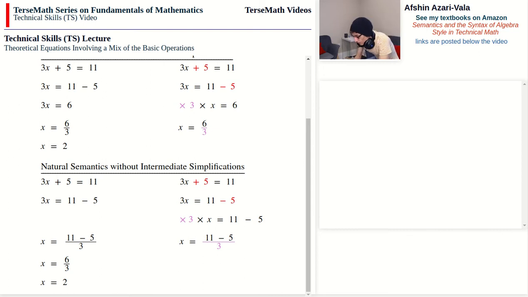Now, the first approach is more efficient, but the second one is one that you should know. Because when it comes to formulas, usually simplification is not possible because we don't have numbers, we have quantity symbols. So for example, if you have y in place of 11, and z in place of 5, then you can't really work it out. You have to just keep it as y minus z. And so this approach is a good one to know as well. Both flavors are important to know.